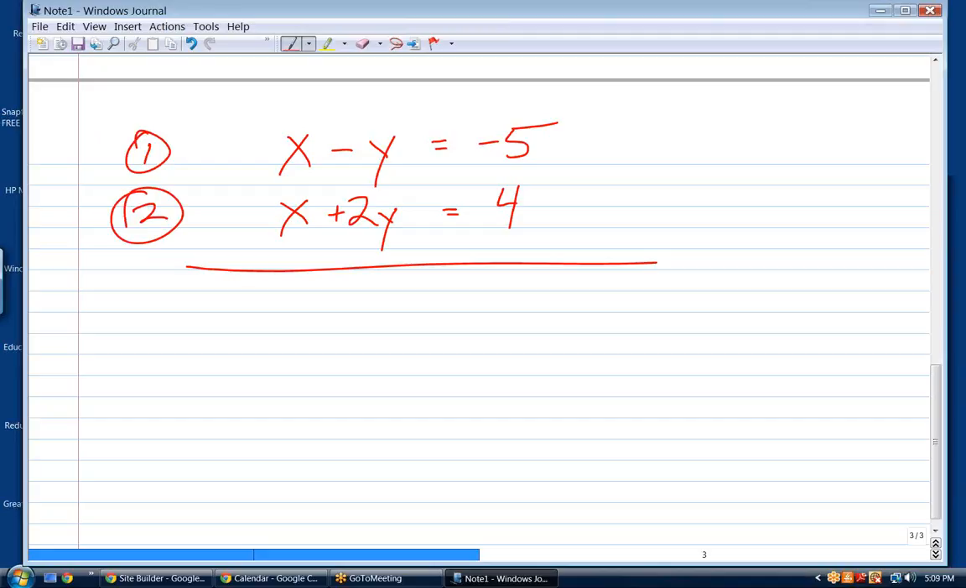So let's do that just as an exercise in a different way to solve these. It's not really that different. We're just subtracting instead of adding. So if I subtract equation 2 from equation 1, how many x's do I have? 0. How about y's? What is minus y minus 2y? Just y. No, we got minus y minus 2y.